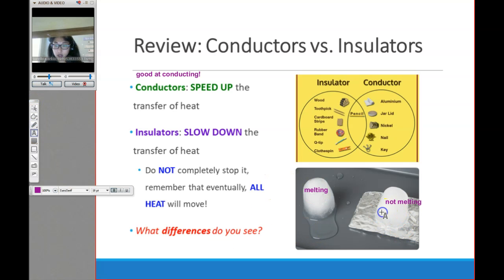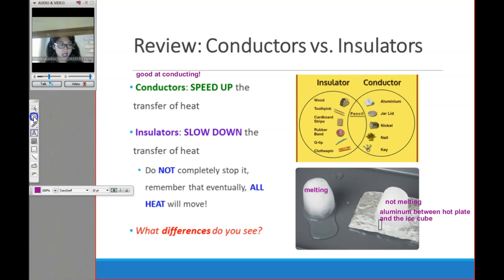Yes, exactly. So the one on the right has something between it and the hot plate, right? So this right here is a hot plate, meaning it gets hot, right? So we definitely have some aluminum between the hot plate and the ice cube. But what did we just say about aluminum?